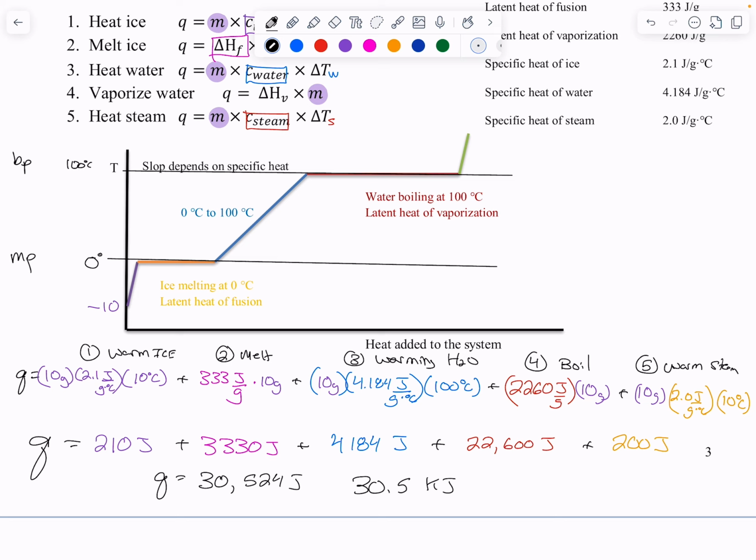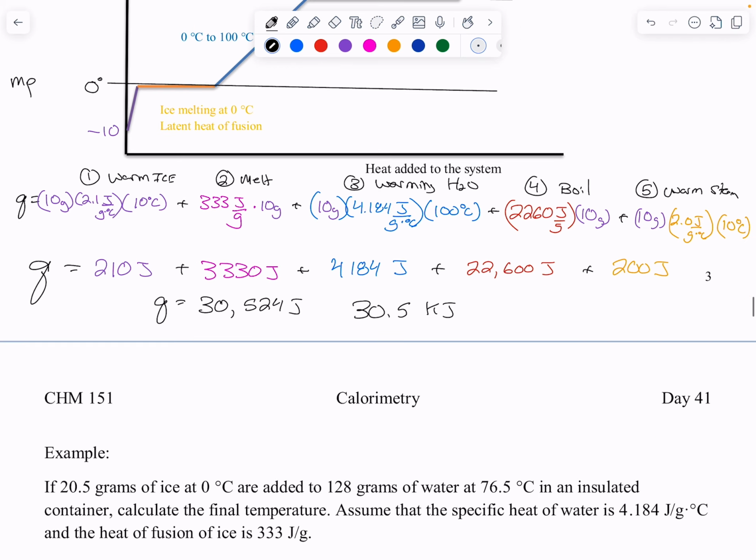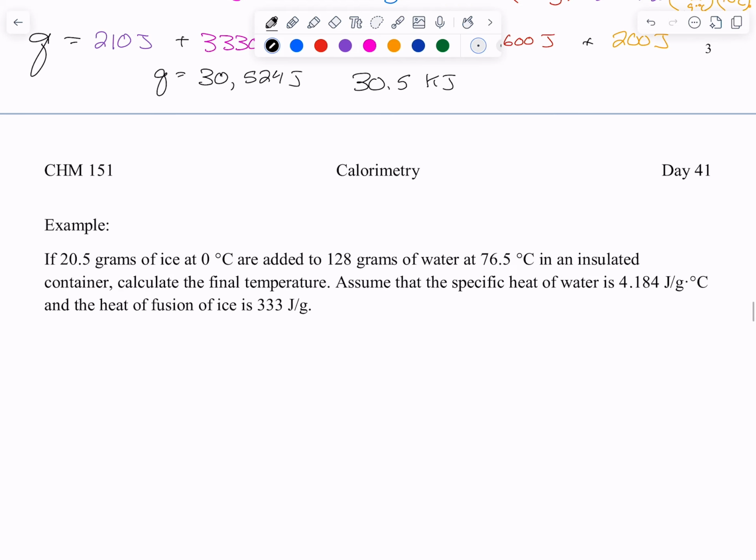All right, so now it's time for examples. Let's do a couple examples. I have 20.5 grams of ice. I add it to 128 grams of water at 76.5.